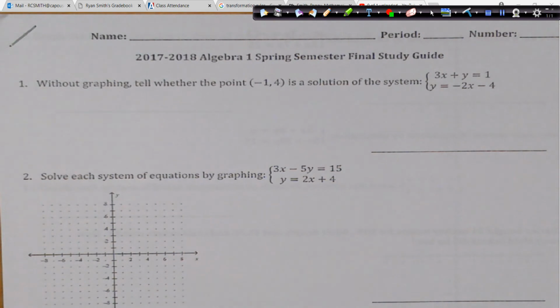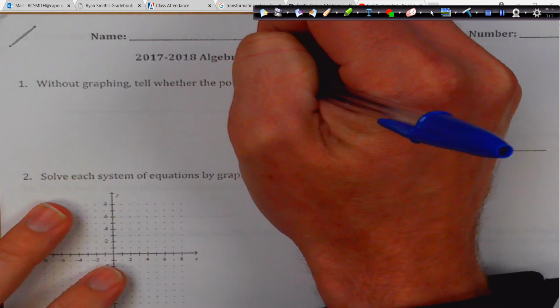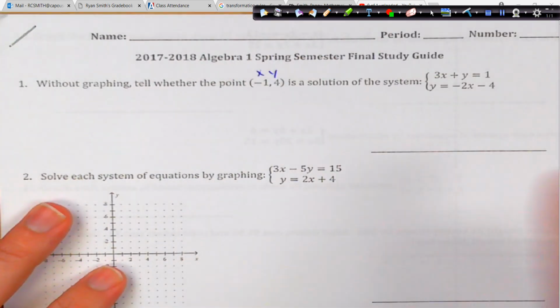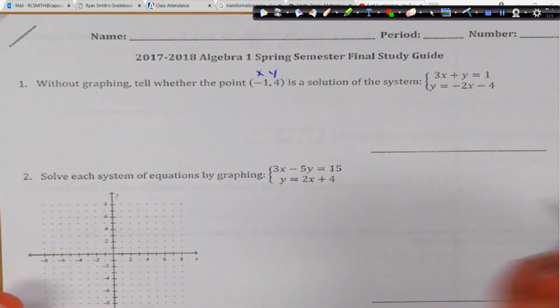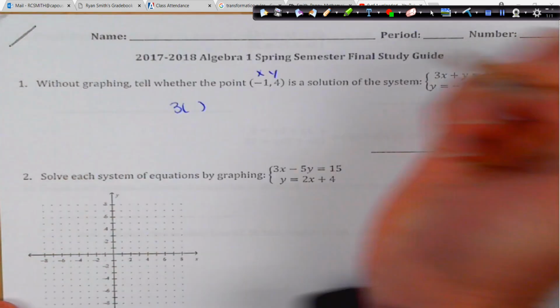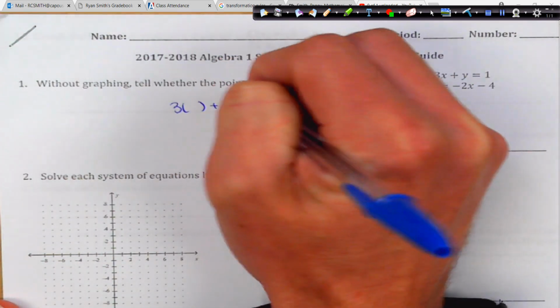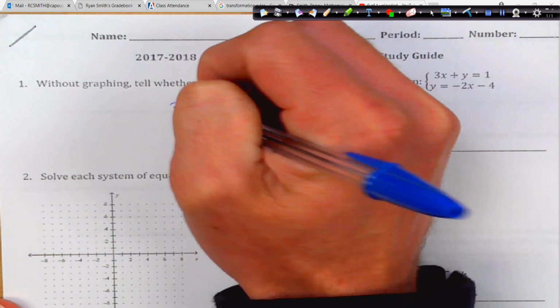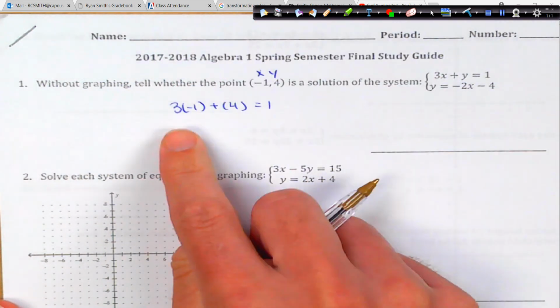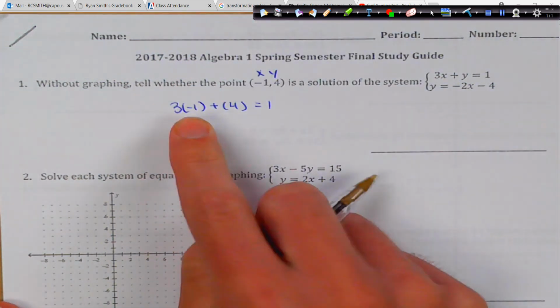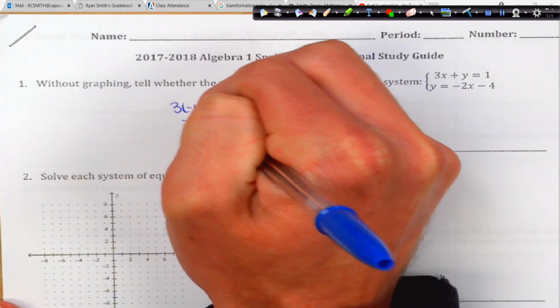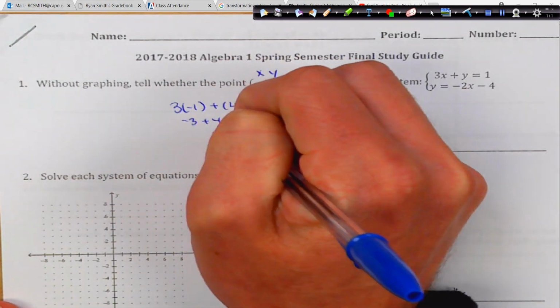Okay, so without graphing, is the point (-1, 4) a solution? What we have to know is that this is our x comma y, and we want to plug it into these equations to see if it's true. So instead of x and y, we are going to plug in the appropriate values of -1 and 4. So 3 times -1 is -3 plus 4. That becomes 1 equals 1, so that works.